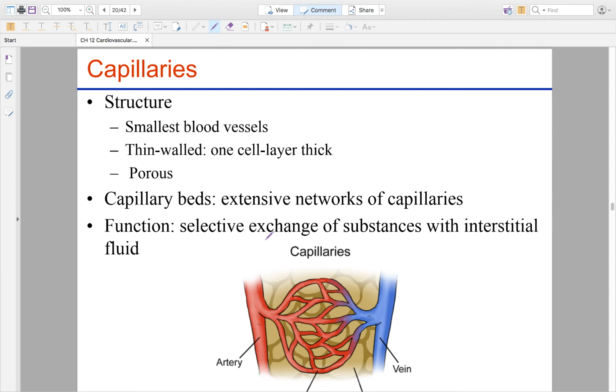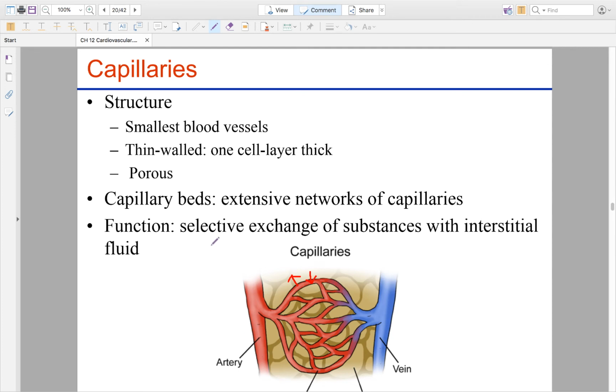Well, they are. They're one cell layer thick, and they're porous. And that's important because that allows them to exchange material with cells. They deliver material to cells and pull material from cells. And this is a capillary bed. It's this network of capillaries.